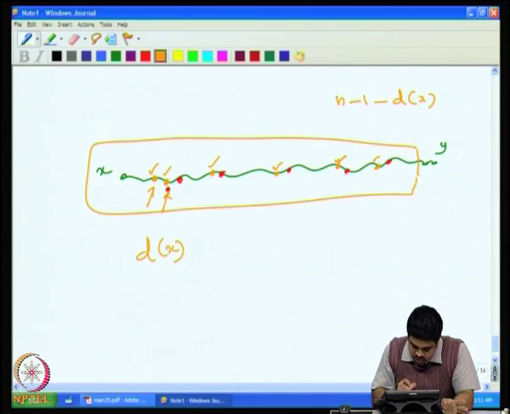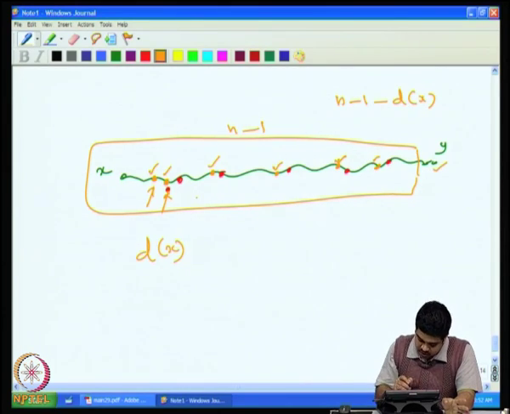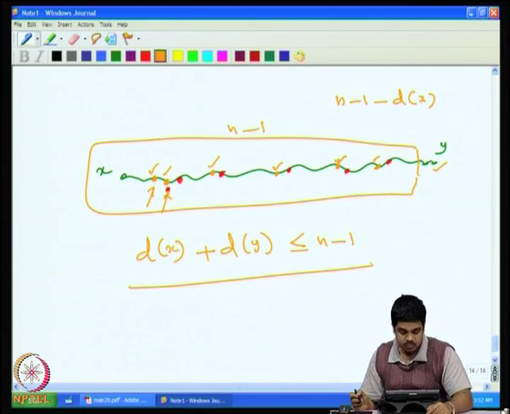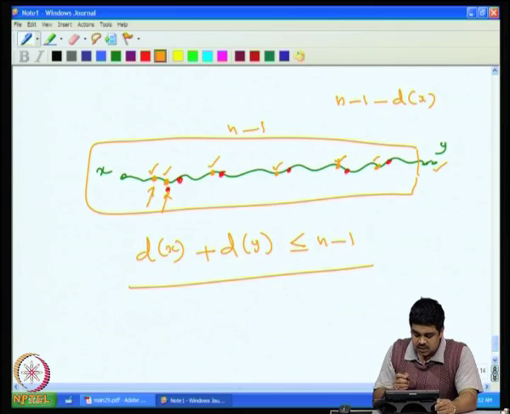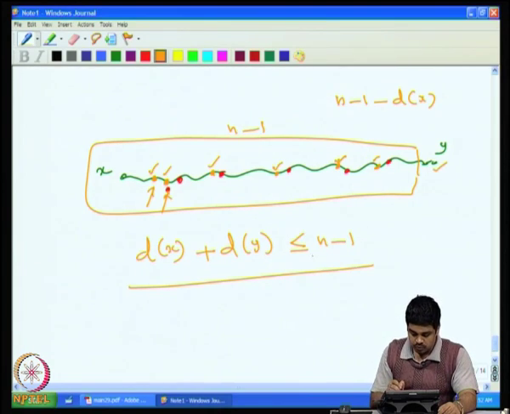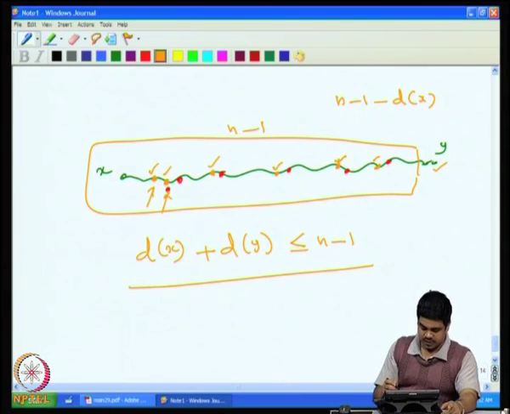So, one of these orange vertices cannot be y itself. So, we have n minus 1 vertices in here, and then y's neighbors also have to be in this set. So, d(x) plus d(y) has to be at most n minus 1, because otherwise some of the orange vertices would have to be a neighbor of y, which can't be. If together they make more than n minus 1, that means they will have to share, they cannot be disjoint.